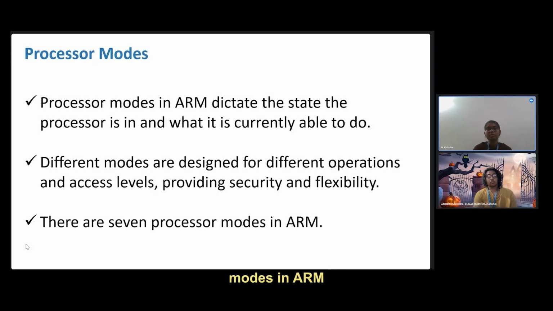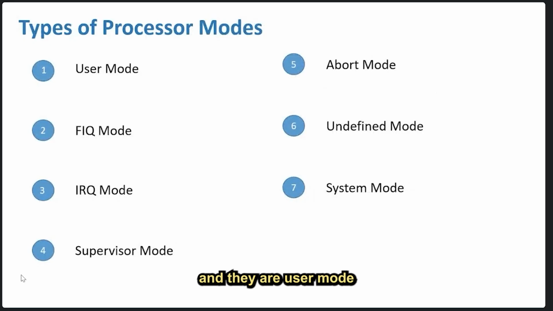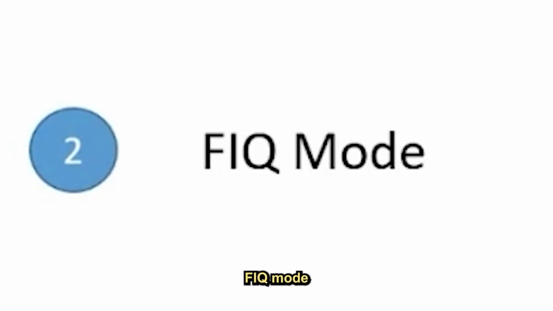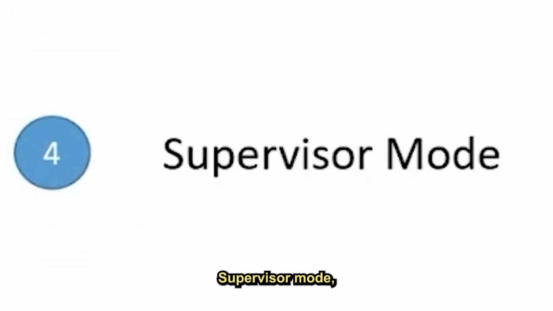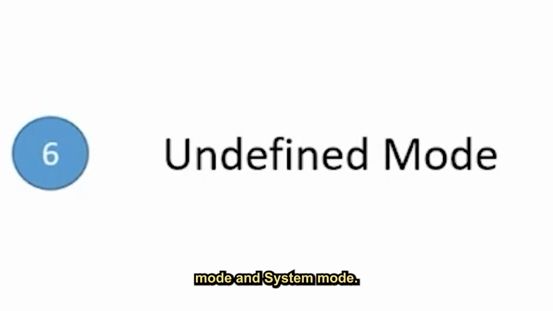Next comes the processor modes. The processor modes in ARM dictate the state the processor is in and what it is currently able to do. And there are different modes designed for the ARM processor, and those processor modes are being used for different operations. Now the advantage of having these processor modes is that it provides security and flexibility. Now there are 7 processor modes in ARM processor, and they are user mode, FIQ mode, IRQ mode, supervisor mode, abort mode, undefined mode, and system mode.